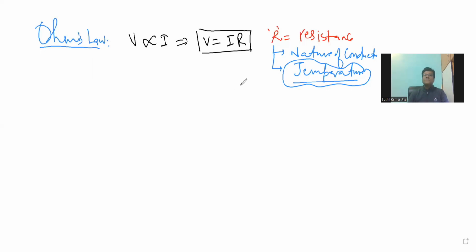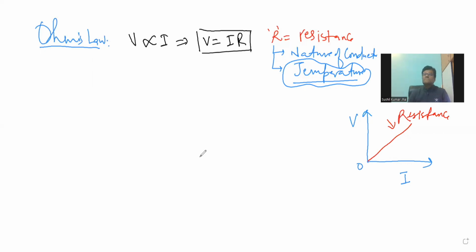So George Simon Ohm did this, and on the basis of V and I, we plot a graph which is called the VI graph. And because I is proportional to V, the line should be straight, and the slope of the line will give resistance, right?